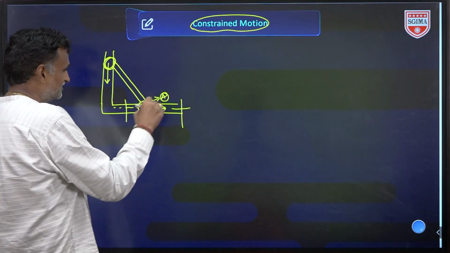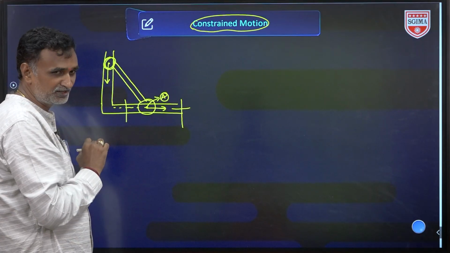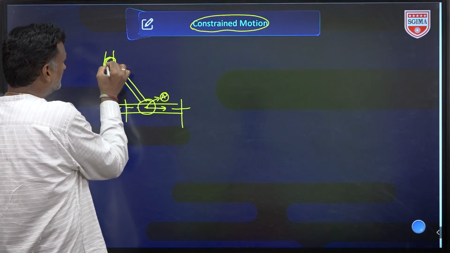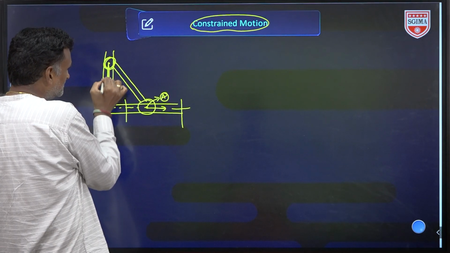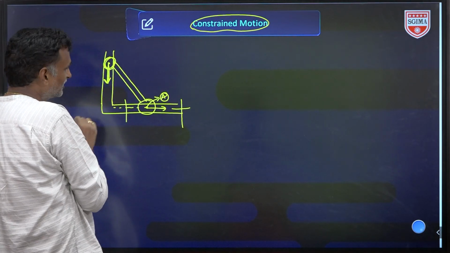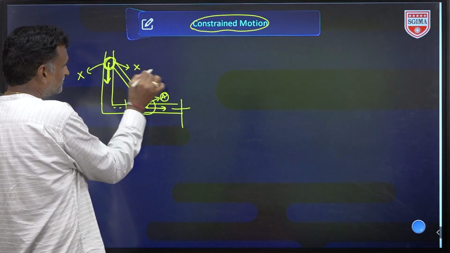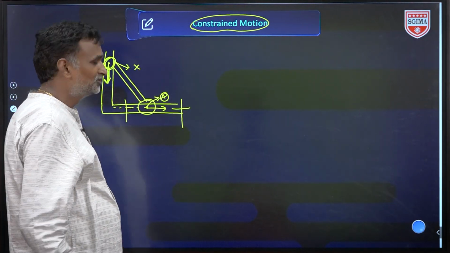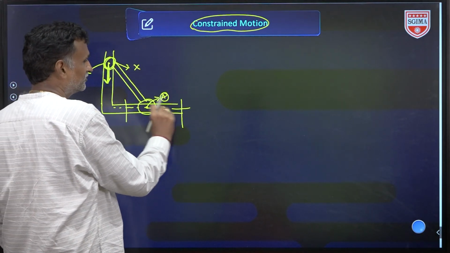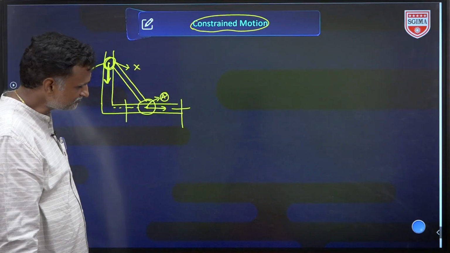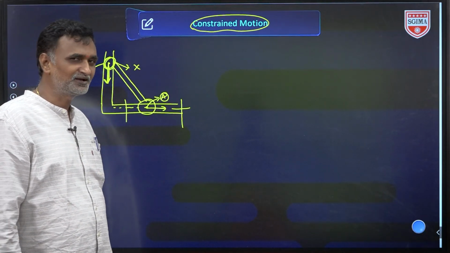The same case is applicable for this lateral wheel also. This wheel also moves along this downward direction, along the same path, and it won't move here, it won't move here. So, this kind of motion is restricted. It is constrained to move along this path, and constrained to move along this path. These are constrained to move along particular paths.